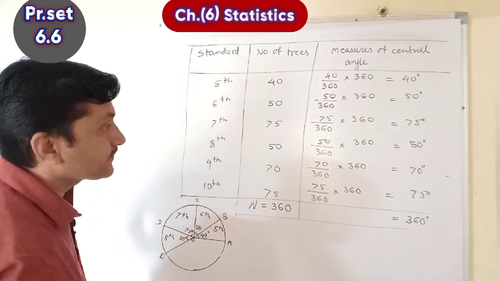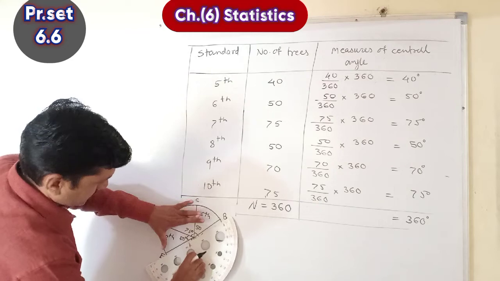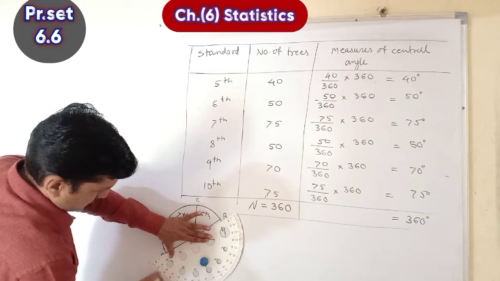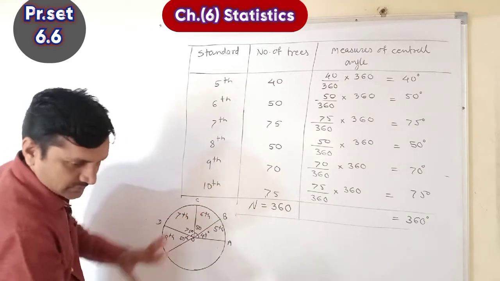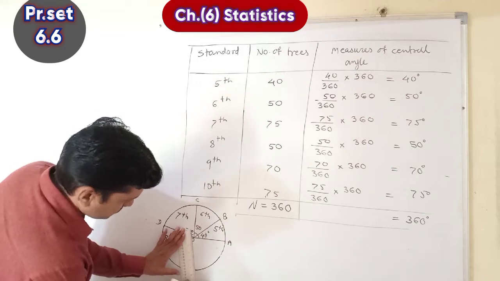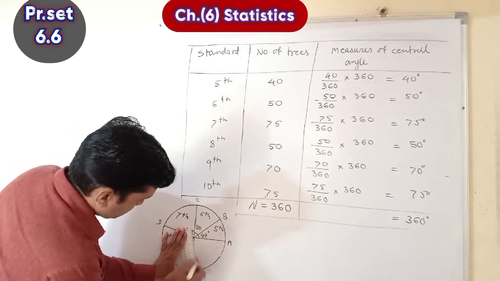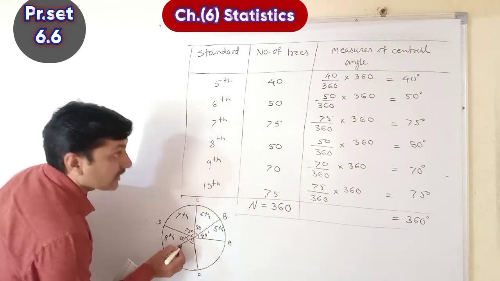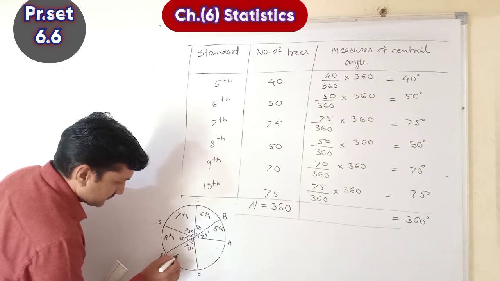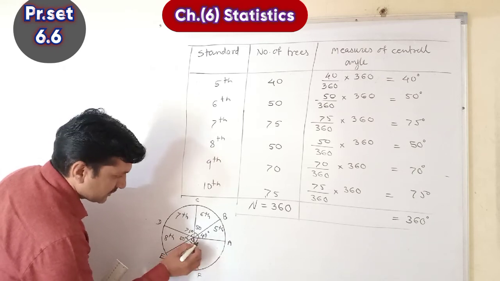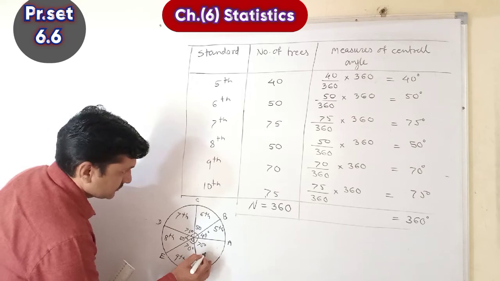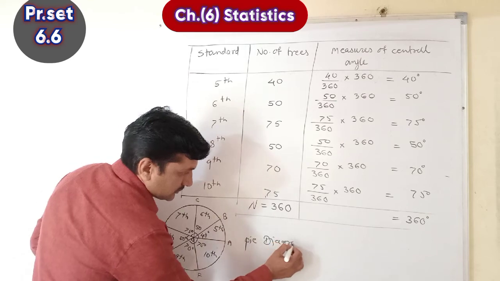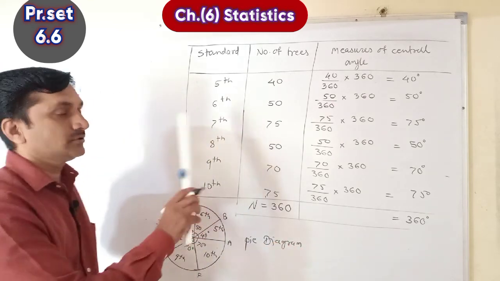Now 9th standard, 70 degree, keep protractor here on OE, 70 degree is here. First plot point and then join that till radius. Right here, this angle is 70 degree, standard is 9th, and last remaining automatically we get 75 degree. This is 10th standard. Now in this way pie diagram is drawn using this table.